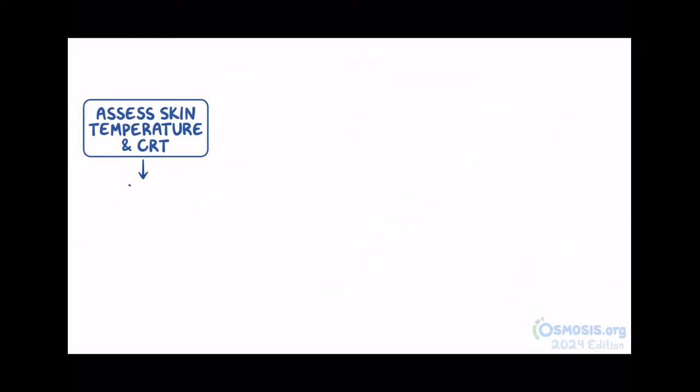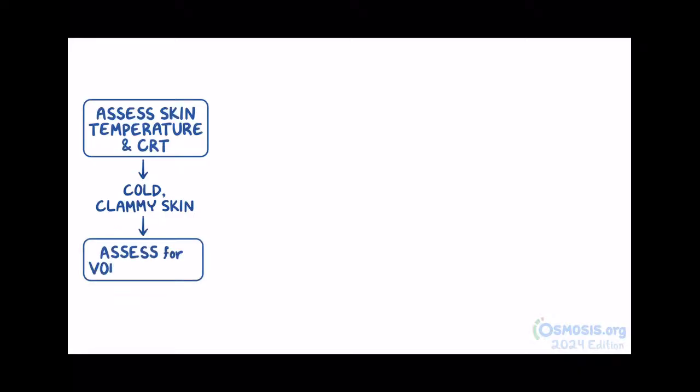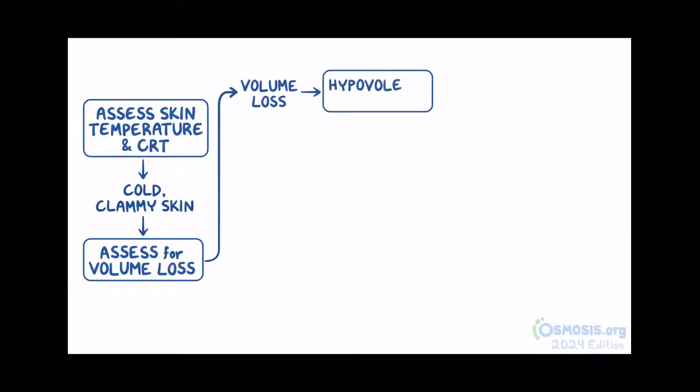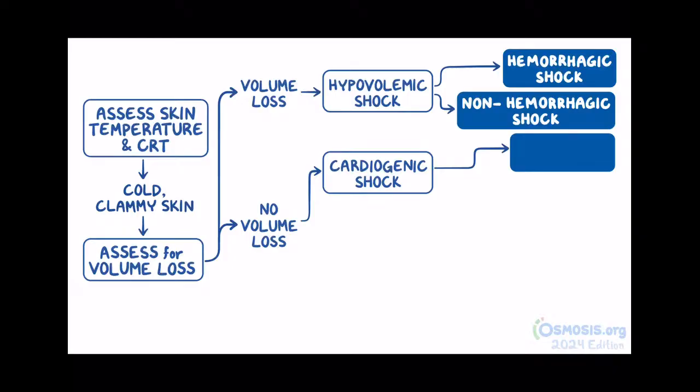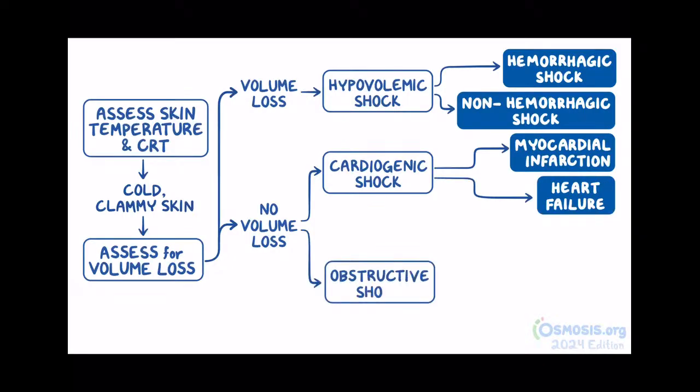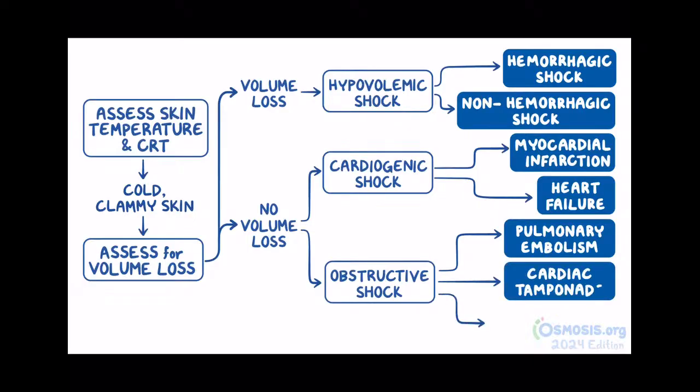On the other hand, if you notice cold, clammy skin and delayed CRT, assess for evidence of volume loss. Volume loss is associated with hypovolemic shock, further classified as hemorrhagic or non-hemorrhagic. If there's no evidence of blood or fluid loss, think of cardiogenic shock, most commonly due to myocardial infarction and heart failure, or obstructive shock, which can occur due to pulmonary embolism, cardiac tamponade, and tension pneumothorax.